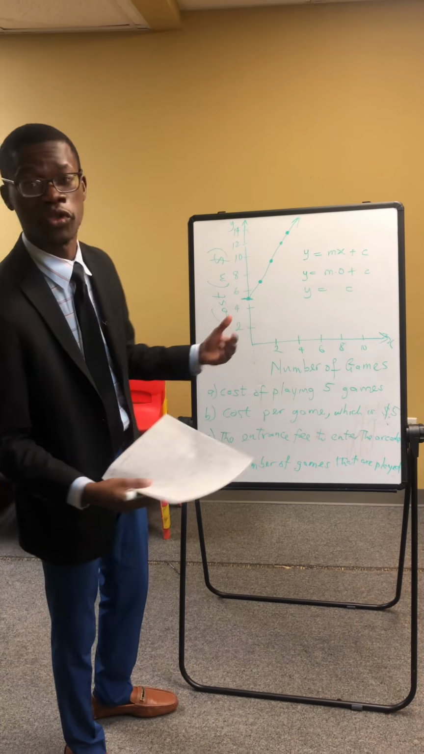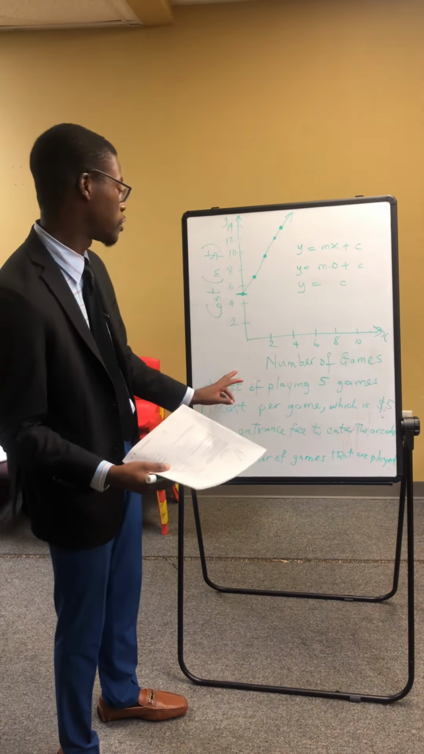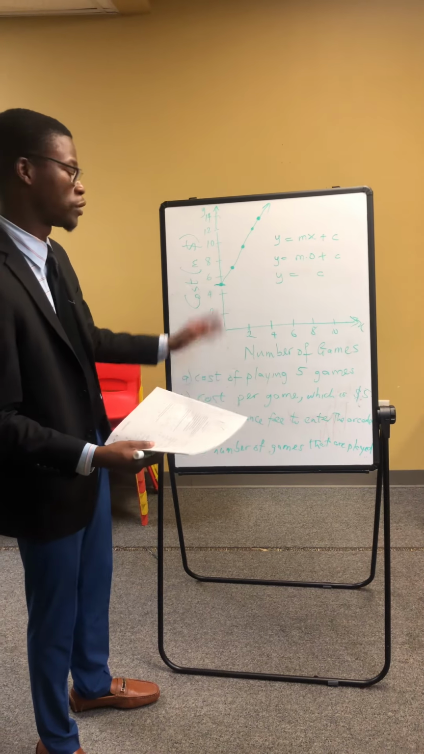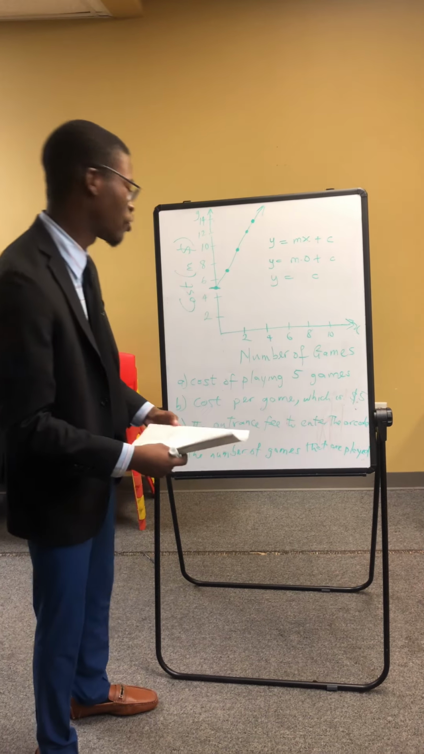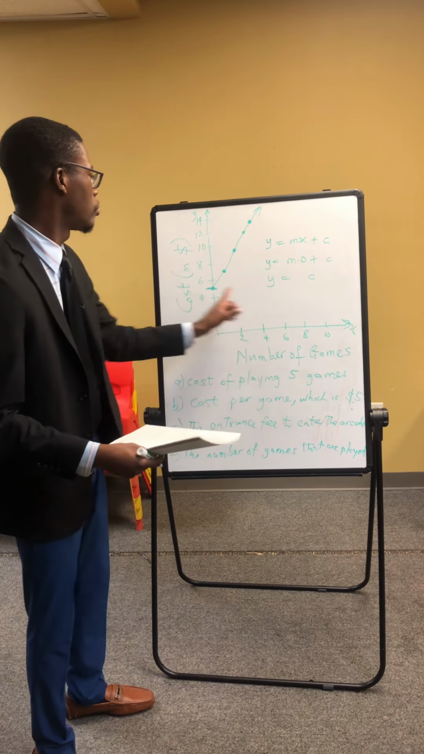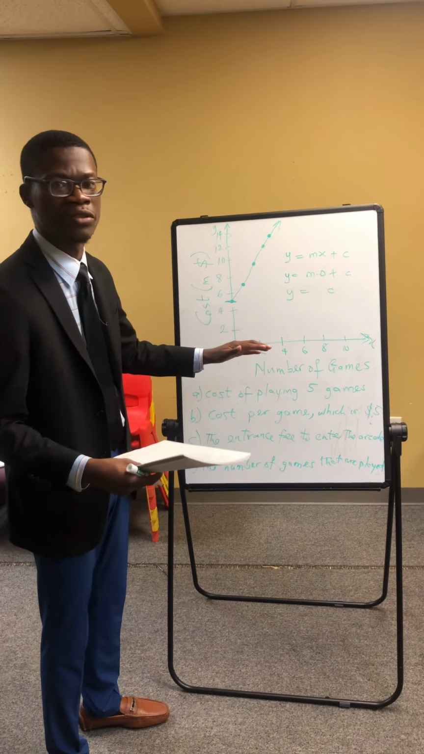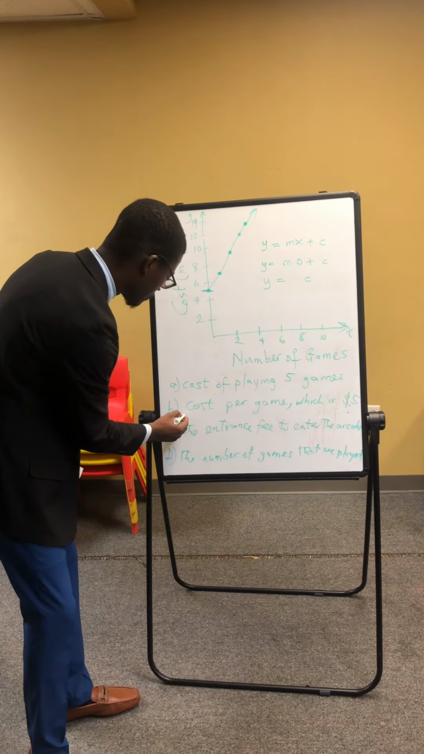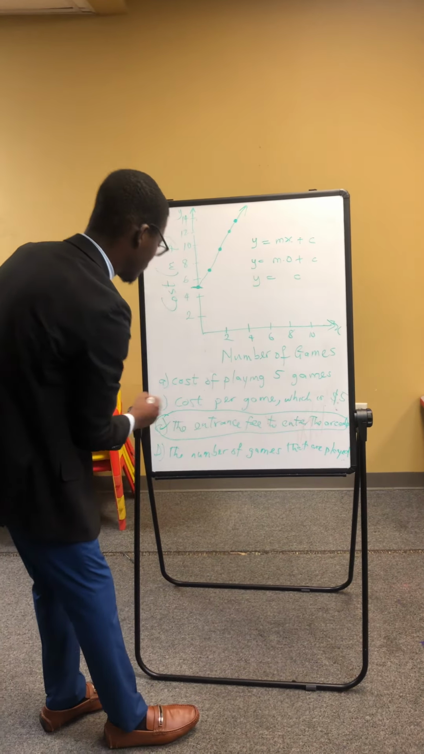So which option shows us entrance fee? A, cost of playing 5 games. Remember, at this point no games have been played, so it's not this one, right? B, cost per game, which is $5, no games have been played, so it's not this one. C, the entrance fee to enter the arcade. That's the correct option. D is not correct because it says the number of games that are played. At the y-intercept, when x is 0, no games have been played. So games is not a correct option. So the only correct option here is C, and that's the entrance fee to enter the arcade.